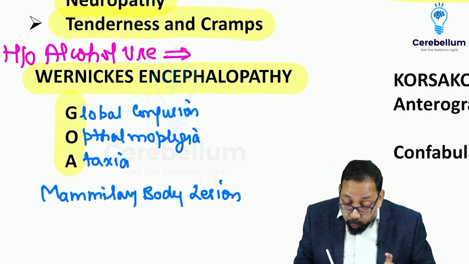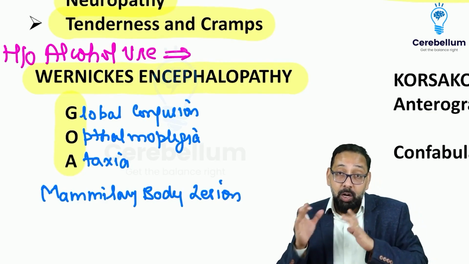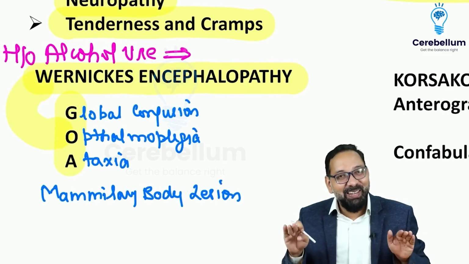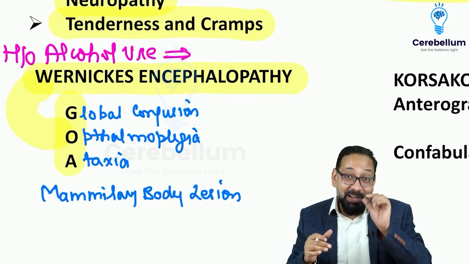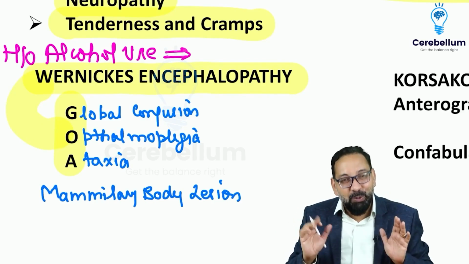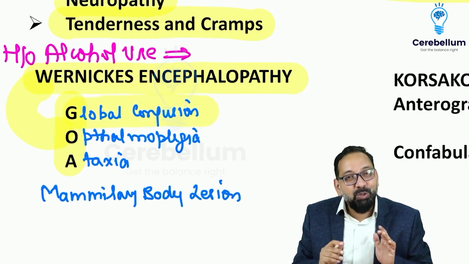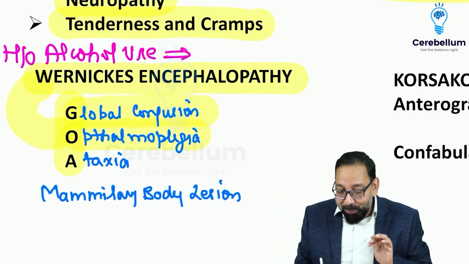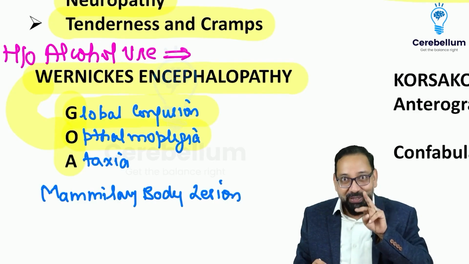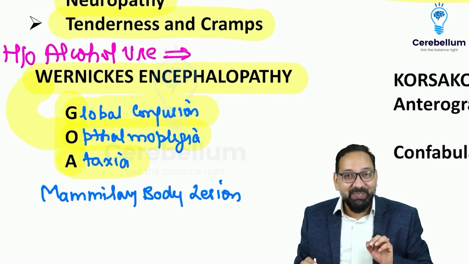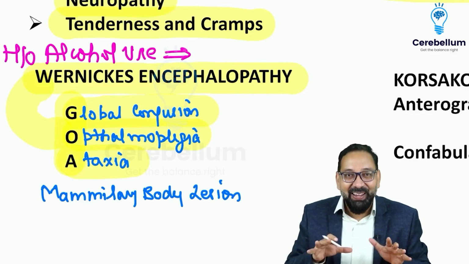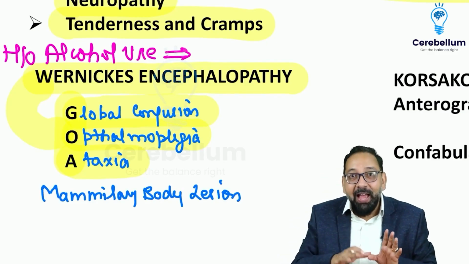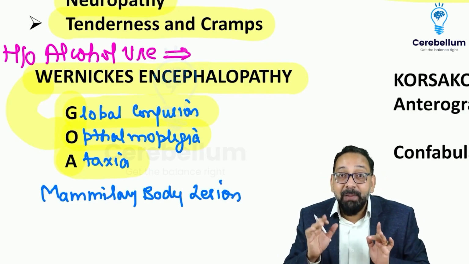are a mnemonic, Goa. If you go to Goa, you don't wear clothes. Wernicke, wear nahi kiye clothes in Goa, and you take alcohol. And so much of alcohol, global confusion. You are so confused, you enter the room of another person. Yes, ophthalmoplegia, now you are seeing two persons at a time. Yes, ataxia, kadam ladkhada gaye. So Goa: global confusion, ophthalmoplegia, ataxia. And in this, there is a lesion in the mammillary body.